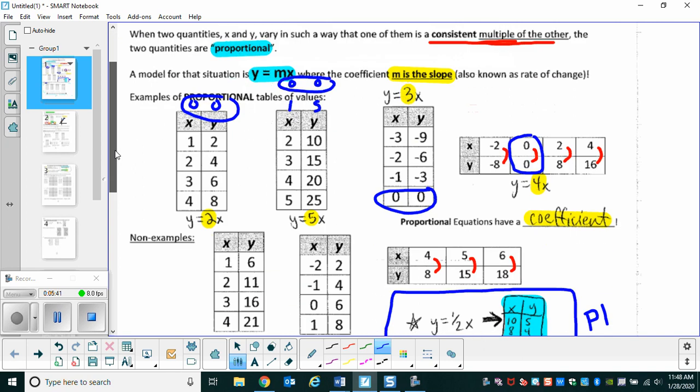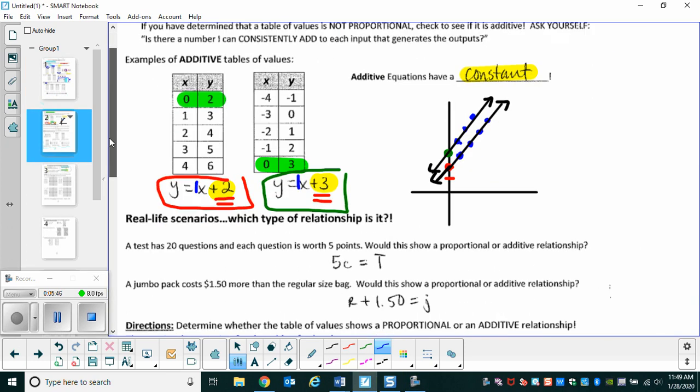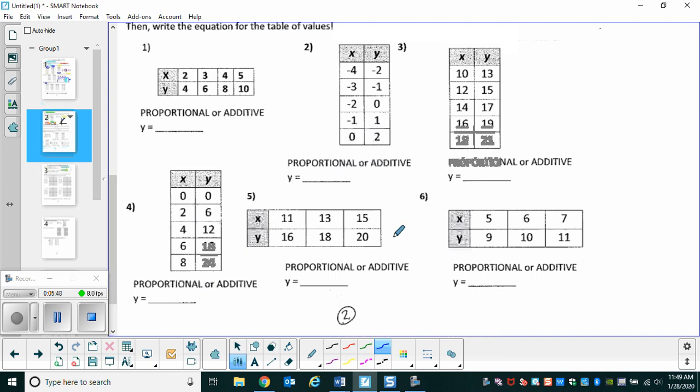So in your Google form, you've got your answers to this part. And now you're going to come over here and you're going to have your answers to this part.